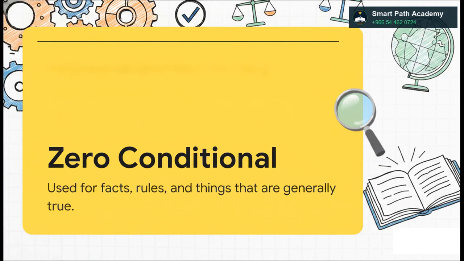So, here is the absolutely crucial point, our core rule. The zero conditional is used for facts, rules, and things that are generally true. Using the present simple in both halves of the sentence anchors our statement firmly in reality. It tells the listener that we're talking about a universal truth, not just some future possibility.